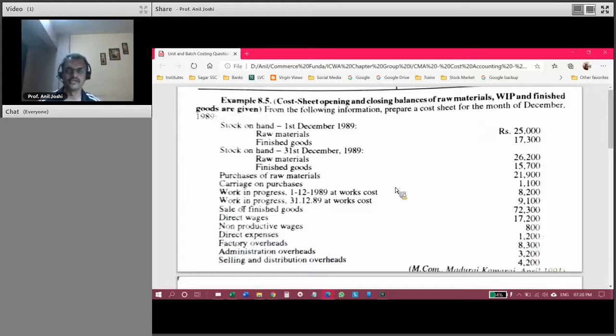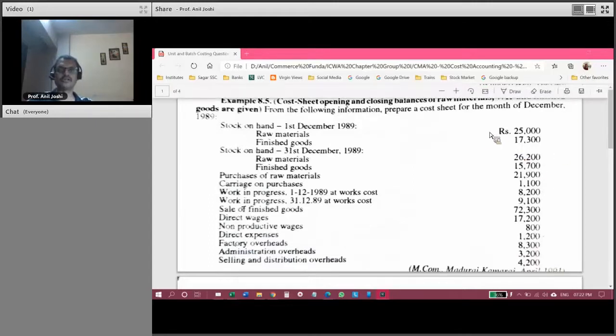I'll give you a few minutes to read this question. Now in unit costing or batch costing, ultimately you have to calculate the cost and the profitability, for which obviously you have to prepare the cost sheet. So from the following information, prepare a cost sheet for the month of December, whatever that year is. Year is anyway not relevant. For the month of December, we have to prepare the cost sheet for this particular job.